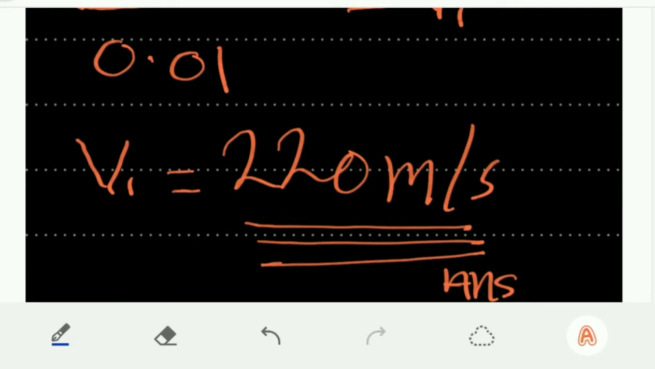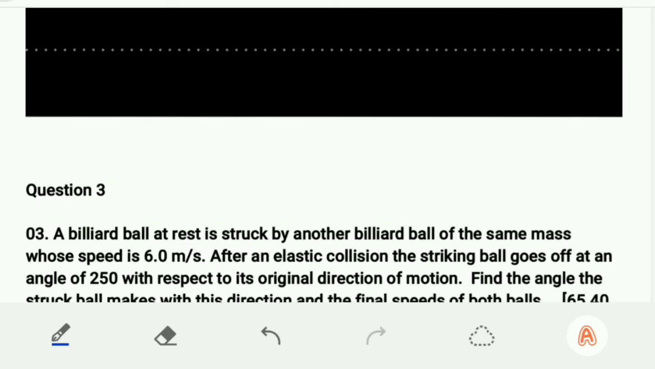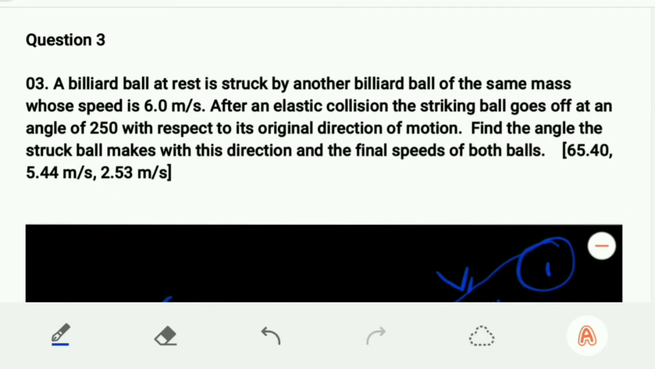Okay, so then we're done with question 1. We were simply looking for the final velocity of the bullet after it passes through the block. Okay, so question 3 now.